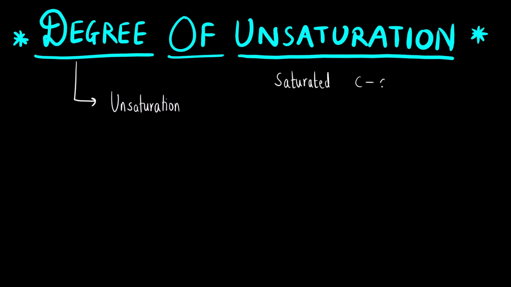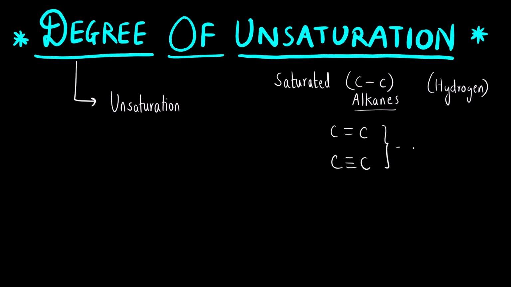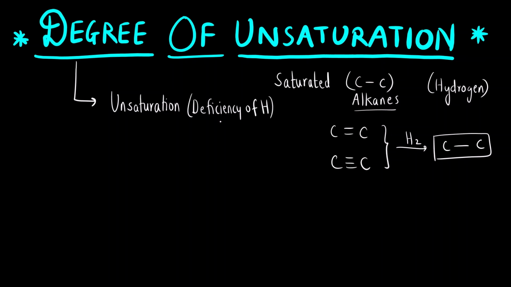A saturated compound means a compound containing carbon-carbon single bonds. So we are talking about the simplest functional groups, that are alkanes. These are saturated in terms of hydrogens. We cannot add more hydrogens to alkanes. Whereas with alkenes or alkynes, we can add more hydrogens, or do hydrogenation, to form a saturated compound. So unsaturation means there is a deficiency of hydrogen. We can add more hydrogen.